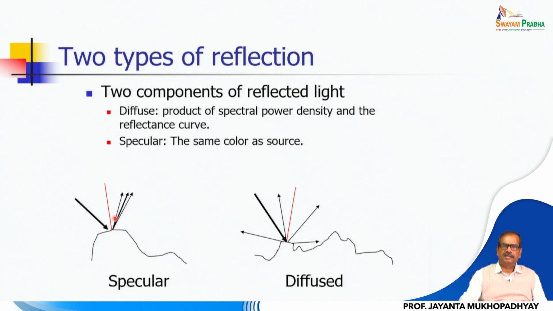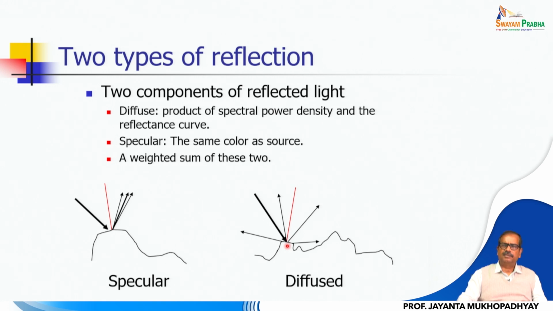So, that is why if I consider specular reflection, you will get more information related to the color of the light source, whereas for diffuse reflection, you will get more information about the color of the surface. So, these two factors can guide us in developing this kind of algorithm for computing the spectral power density of the light source.